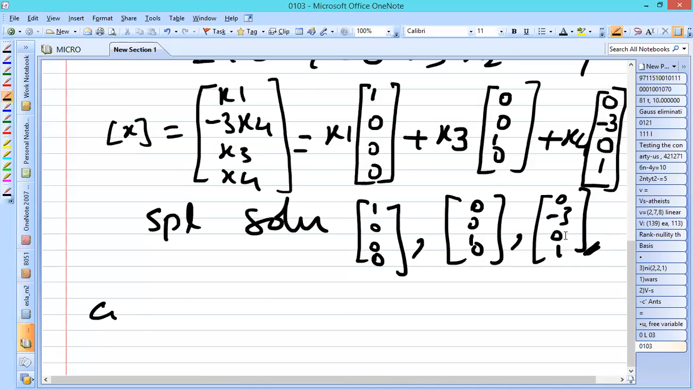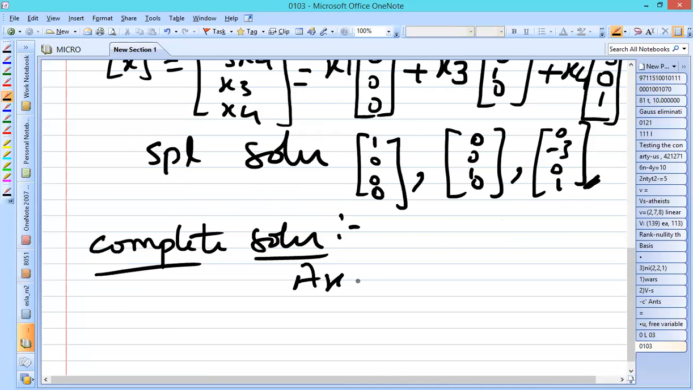Now this is obtained by having the equation Ax is equal to b. Here we will not be making this b as 0. Instead, we'll be keeping the b solution as b1 and b2. Considering that, we'll be trying to get the complete solution.